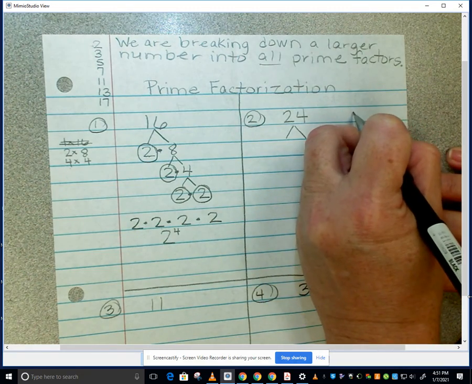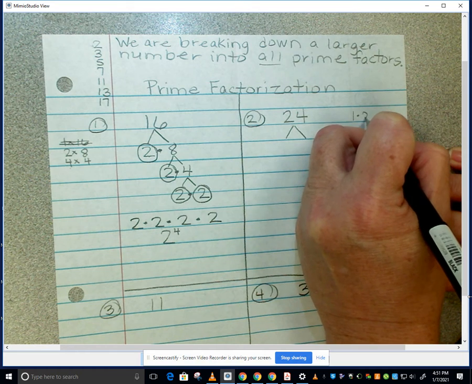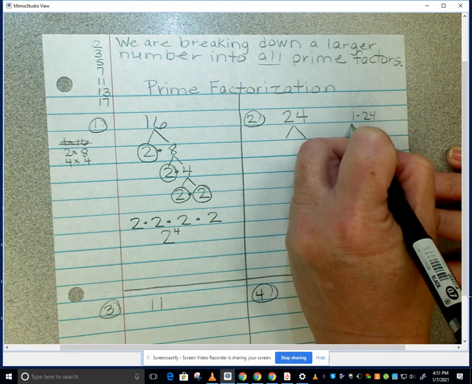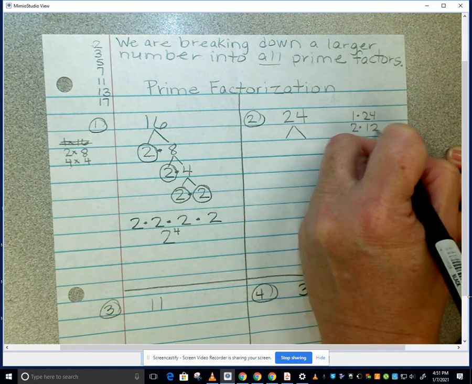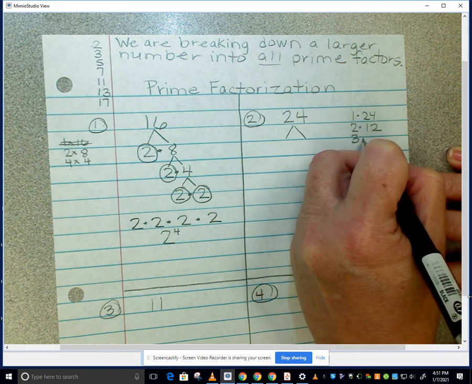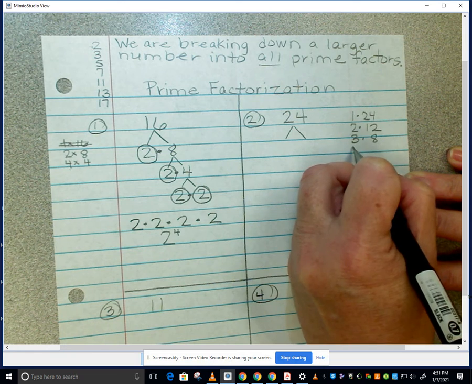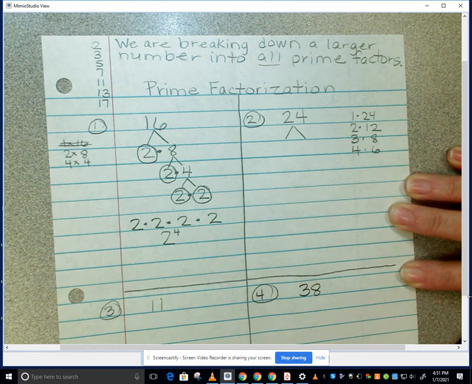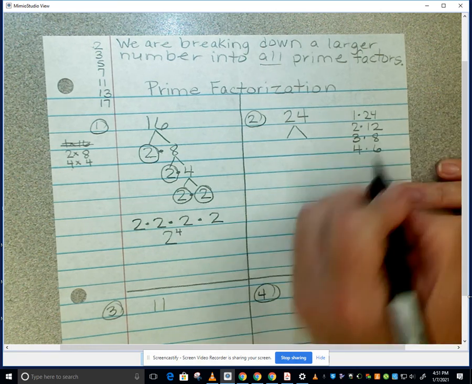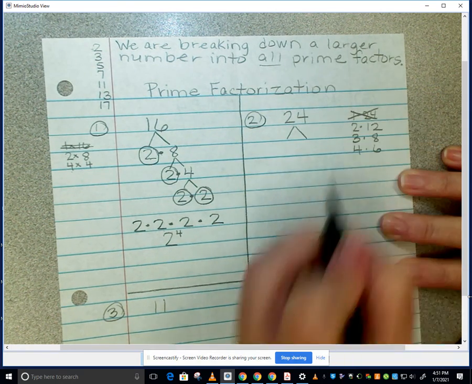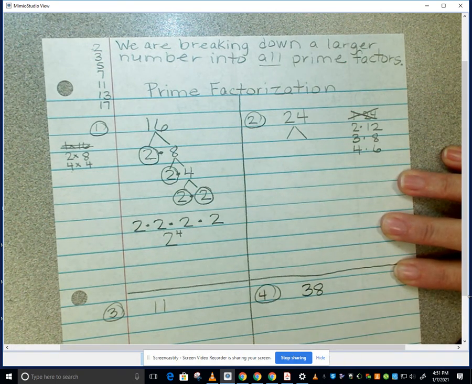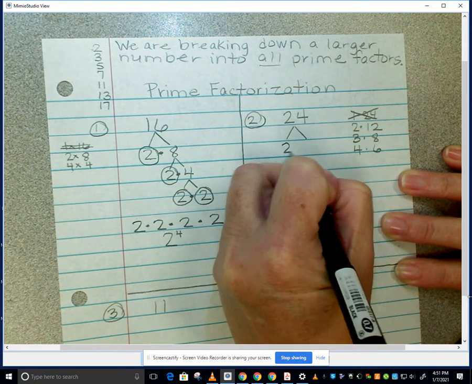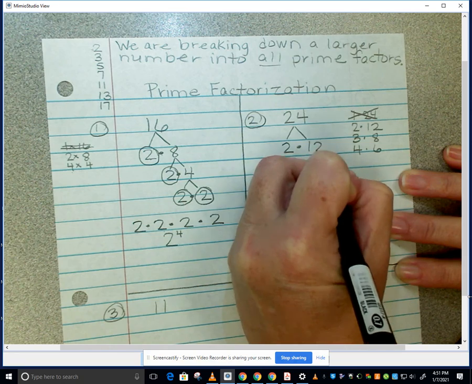We know to get 24, we can do 1 times 24, which I don't want to use because of the 1. I could do 2 times 12. That's a possibility. I could do 3 times 8. I could do 4 times 6. Any of these will work, but I don't want to use 1 times 24. So let's grab 2 times 12. So I'll say 2 times 12.